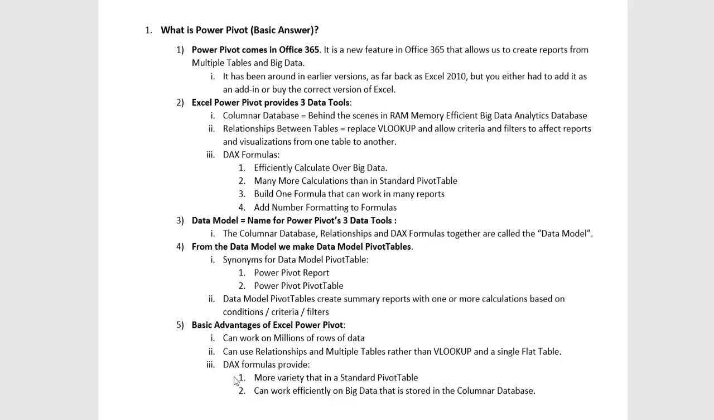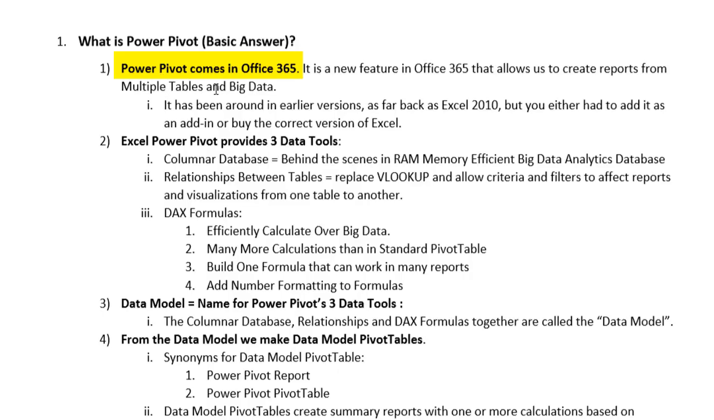Now, the relationship feature is only one part of Power Pivot. And before we jump over to Excel, I want to talk about what is Power Pivot. And this will be a basic answer. In intro video number 3, we'll cover it in more detail. First off, Power Pivot automatically comes in Office 365. It has been around in earlier versions as far back as 2010, but it was either an add-in or you had to buy the correct version of Excel, and sometimes that was difficult.